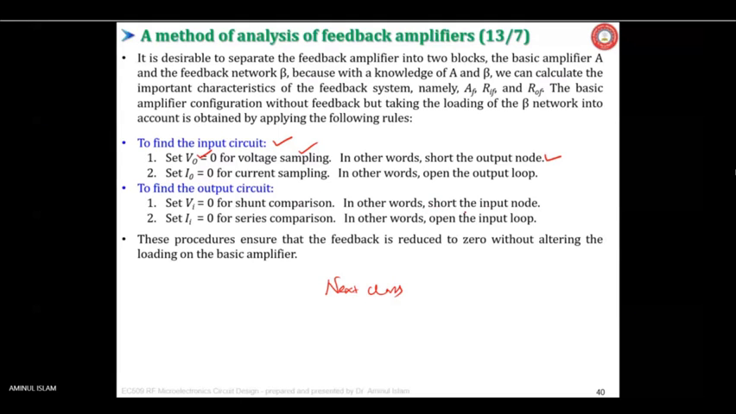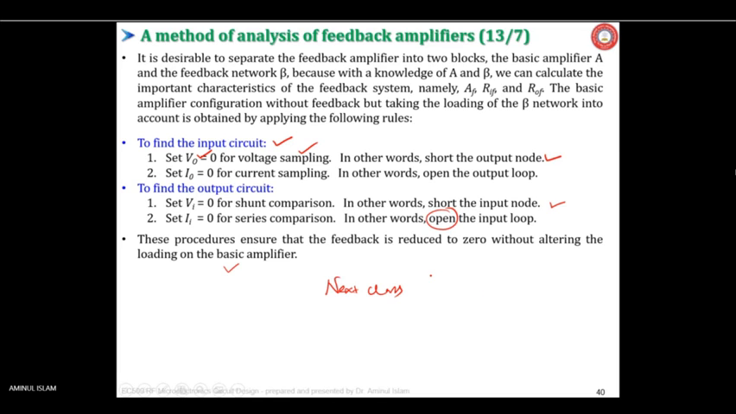In other words, short the input node. Input node means the base circuit, the base entry circuit, for example, for a CE amplifier. And set I equals to 0. Again, you have to open it. Current 0 means you have to open. These procedures ensure that the feedback is reduced to 0 without altering the loading on the basic amplifier.